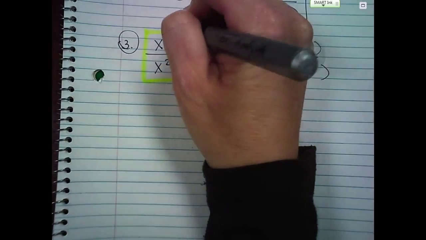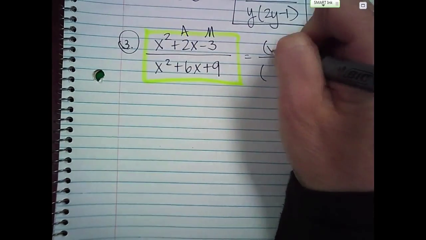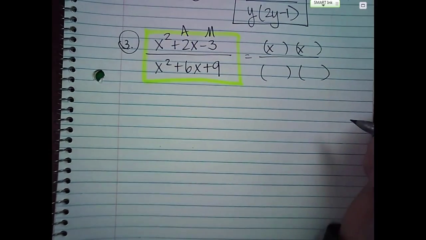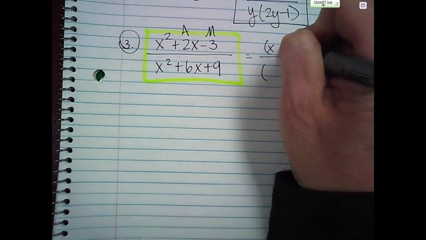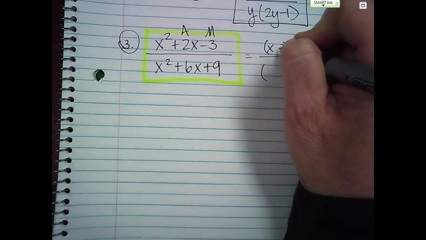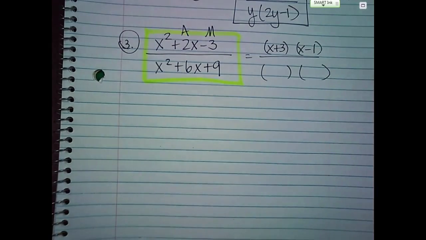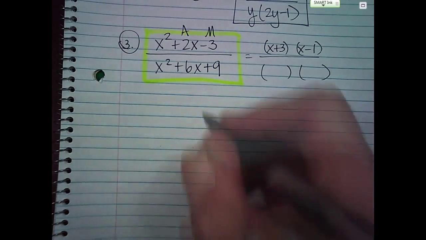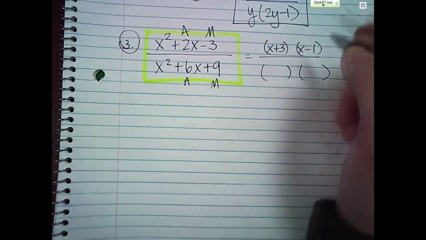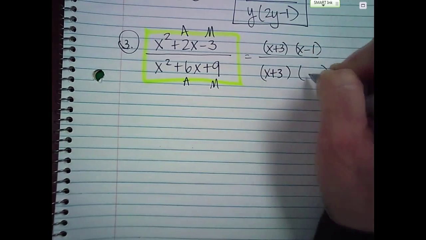You want numbers that add to give you 2 and multiply to give you negative 3. So fill in your x's. The only way to get 3 is 3 and 1. And then here, add and multiply, so you're going to do 3 and 3.